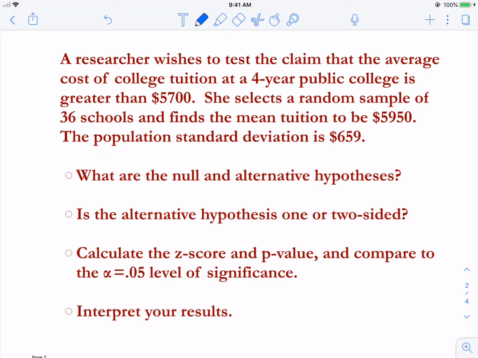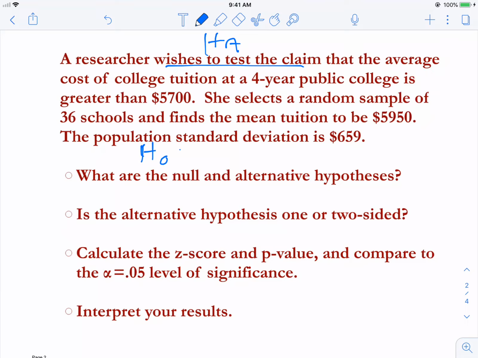So, the null and alternative hypotheses for this one. This wording is a little bit more difficult to interpret here. It says the researcher wishes to test the claim that the average cost of college tuition is greater than $5,700. Okay, that is actually telling you what the alternative hypothesis should be. Okay, that it is not $5,700.